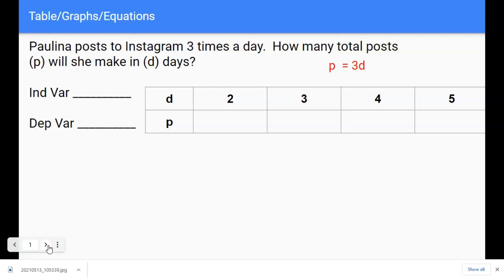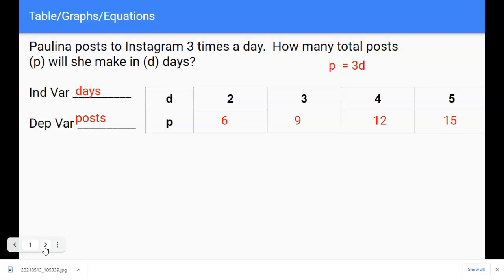For our independent and dependent variable, the independent variable is days and the dependent variable is posts because the number of posts depends on how many days. And then filling out the chart, 2 times 3 is 6, 3 times 3 is 9, 4 times 3 is 12, and 5 times 3 is 15. So I think most people are doing pretty well with that.